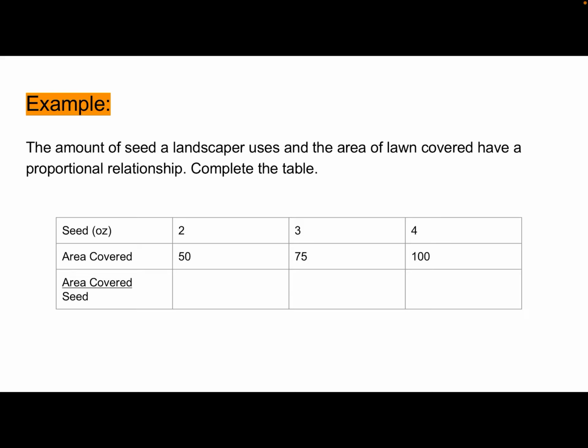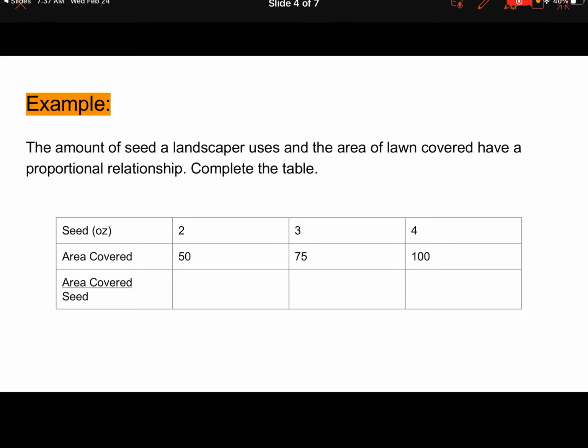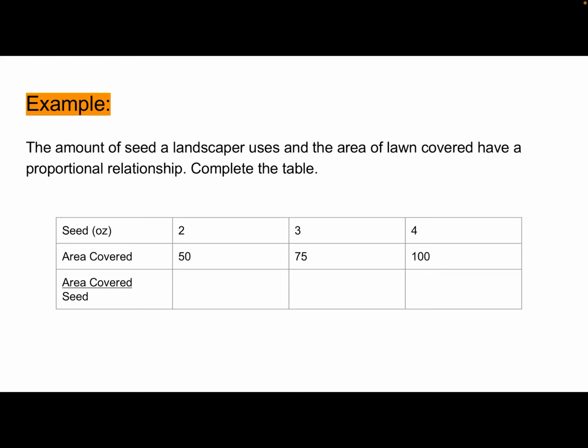What they are asking us to find is the area covered divided by the seed amount. So for the first one, we want to find 50 divided by 2, because 50 is the area covered, so it's our numerator, and the ounces of seed is 2, so that's our denominator. Now 50 divided by 2 is 25, so the proportional relationship here is 25.